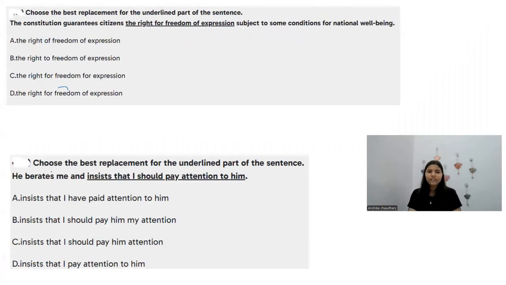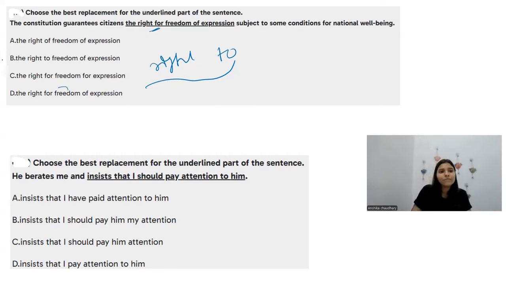Let's move on to the next question. So we have to replace the underlined part. "The constitution guarantees citizens the right for freedom of expression subject to some conditions for national well-being." Always remember, "right for" is not correct, "right to" is correct. We get a right to do something, right? "Right to" is the correct form here. So "right to" will be the answer. It will be the best replacement.